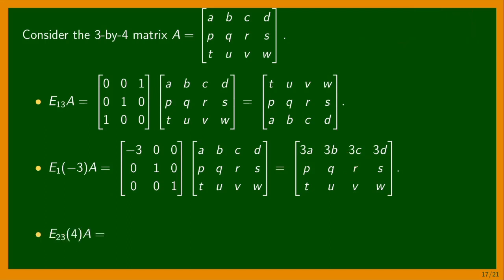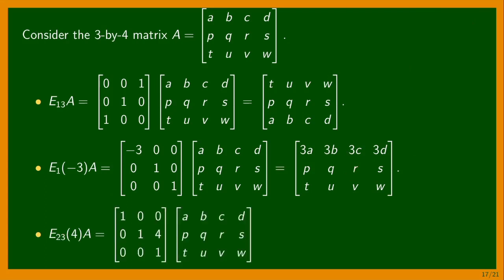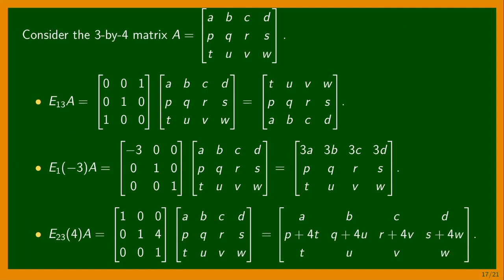Finally, if E234 gets multiplied to A, this is it, no? We get the following as the product. So the same thing has happened, no? How you obtained this from the identity, when you multiply it on the left of A, that is what it will do to A. The same operation will be done to A.